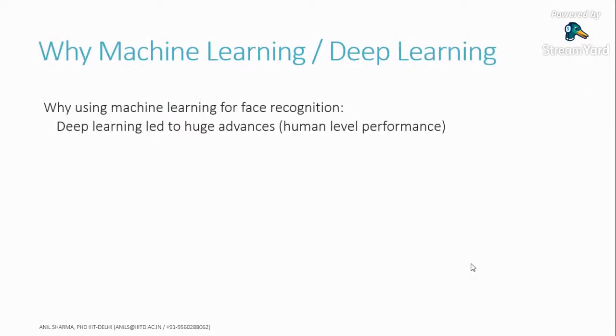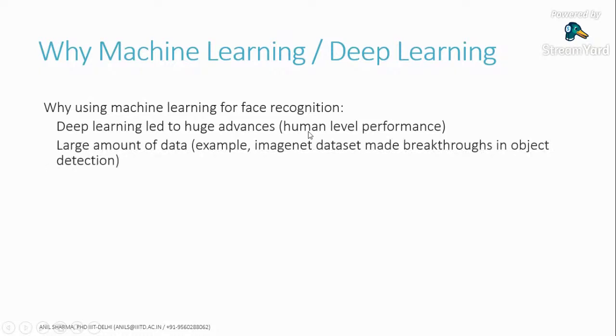So why are we talking about machine learning or deep learning systems? Why are we using these in most of the problems like face recognition, cat versus dog classification, or any other problem? It is because these systems have led to huge advances in performance, and many of these systems have shown human level performance or more than that. The reason for that is that we now have access to a large amount of data. For example, the ImageNet dataset made breakthroughs in object detection and image recognition.